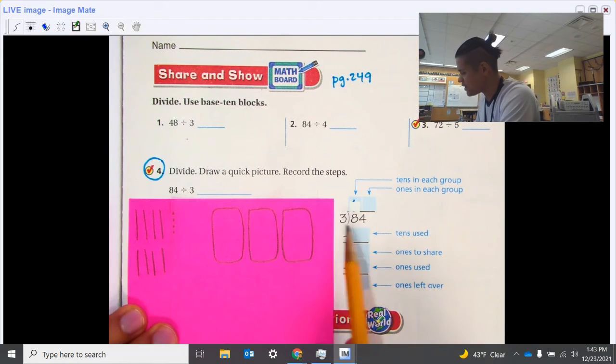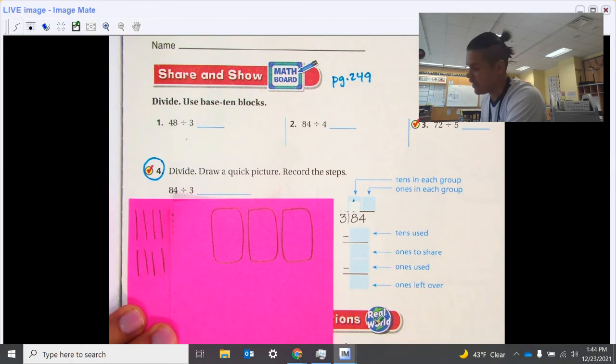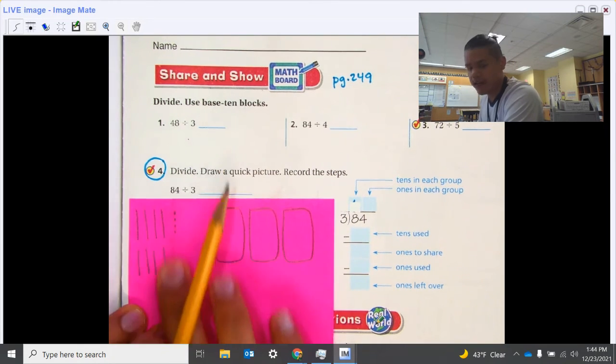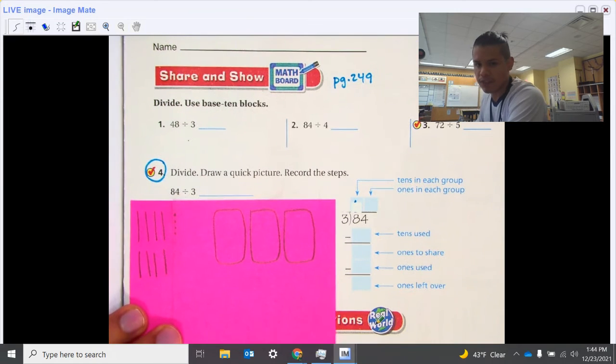Now, some of you may have seen division represented like this, where your dividend goes in the house, and the divisor goes underneath the visor outside of the house. Okay, so what you're doing today is helping you better understand how to solve long division, which we will do in a later lesson.